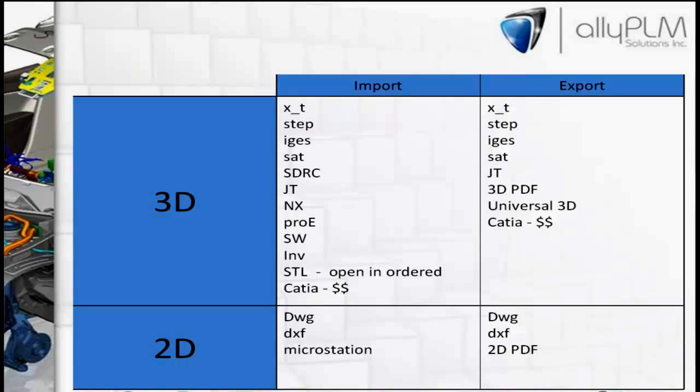Next thing to notice is the CATIA translator. There are two separate translators. One is for version 4 and one is for version 5. And both of those are add-ons that have to be purchased separately. They don't come with Solid Edge.